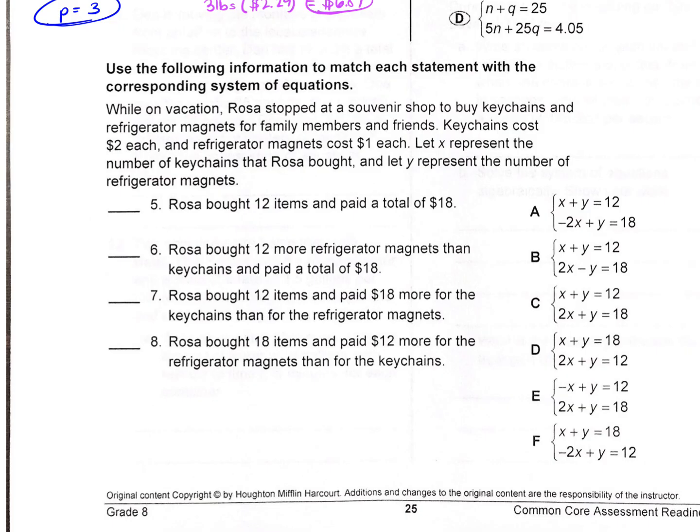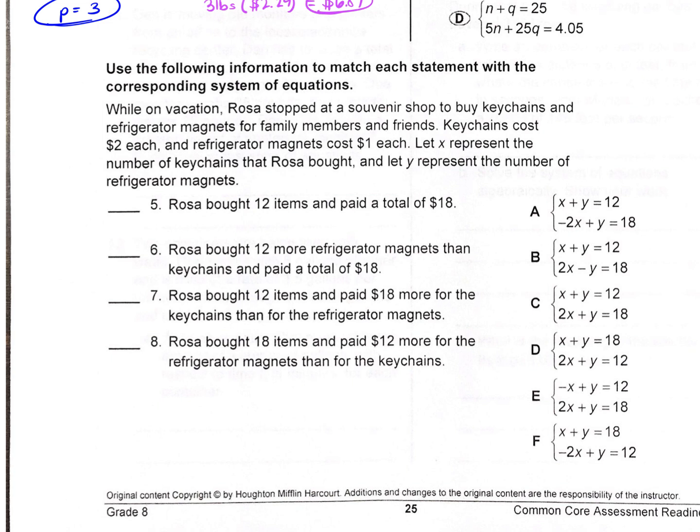Okay, numbers 5 through 8. We're reading this information. It says, while on vacation, Rosa stopped at a souvenir shop to buy keychains and refrigerator magnets for family members and friends. Keychains cost $2 each, and refrigerator magnets cost $1 each. Let X represent the number of keychains that Rosa bought, and let Y represent the number of refrigerator magnets. So we're just picking out what the system is that represents each of these sets of information.